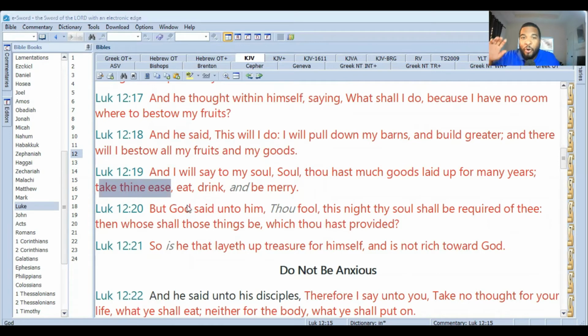Don't worry. Let tomorrow be sure. Let today make sure tomorrow. Eat, drink, be merry. Look at what it says. Elohim said to him, you fool, this night your soul is required of you. He also said tomorrow is not promised, guys. Especially if we got abundance.